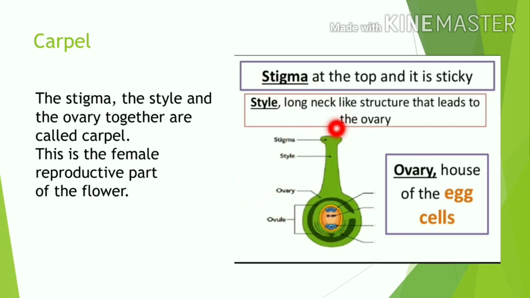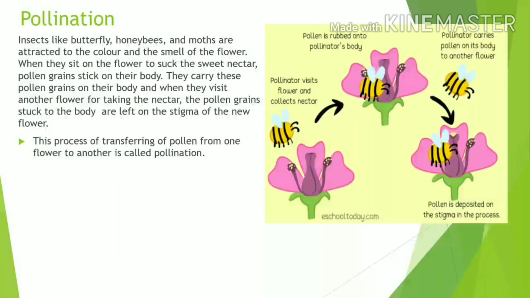Now stigma, the head portion at the top, it is very sticky. And the style, that means this one, the long neck-like structure that leads to the ovary. And within the ovary, there are lots of egg cells. These small structures, these are actually the egg cells. And we will learn about the pollination process.